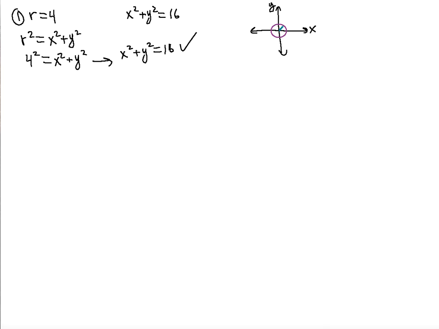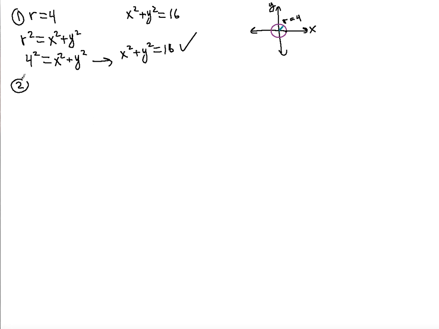Now let's do the next example. I should write the coordinate here so that you know the radius is 4. So r is equal to 4. I'm not going to write x squared plus y squared is equal to 16. This is the polar graph and this is the polar equation.